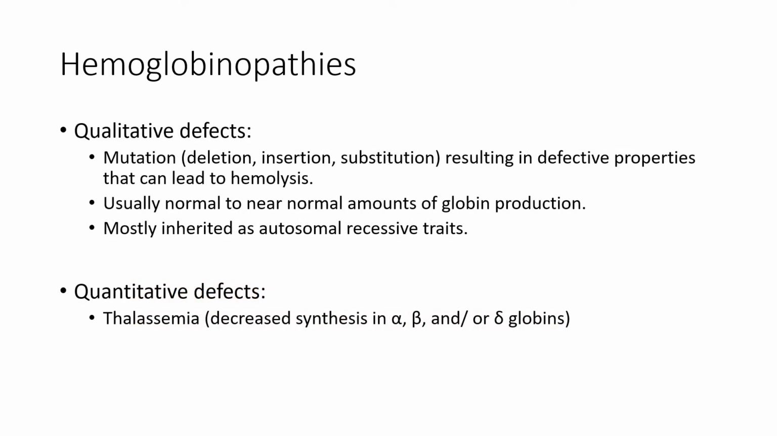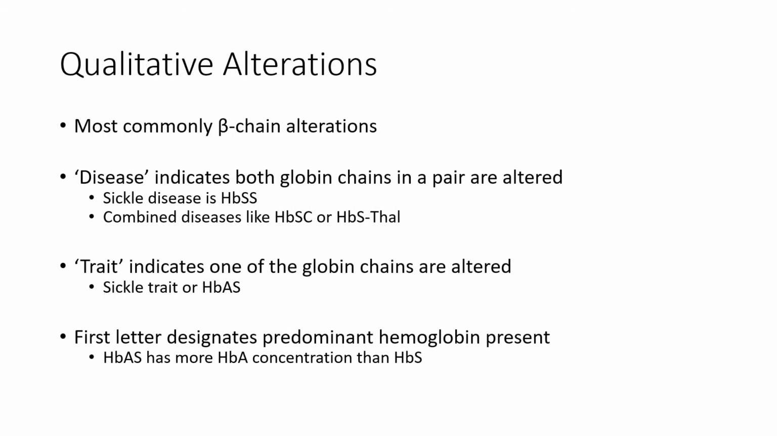Hemoglobinopathies can be divided into qualitative and quantitative defects. Qualitative defects are usually inherited as autosomal recessive traits with normal to near normal globin synthesis. However, their overall function is defective. Quantitative defects are a result of decreased globin synthesis, such as those seen in thalassemias. Qualitative alterations most commonly affect the beta chains, but can occur in any chain.